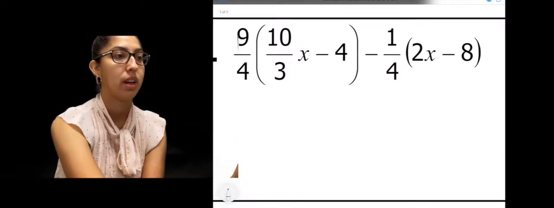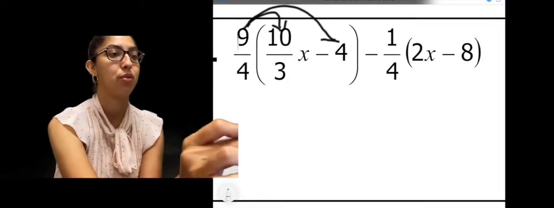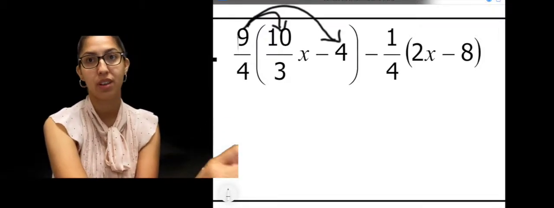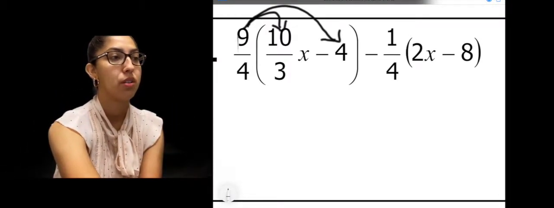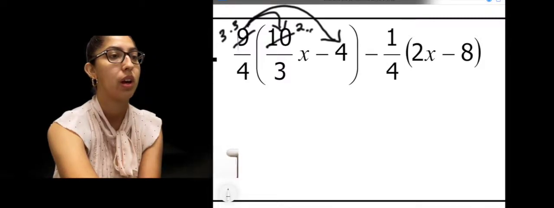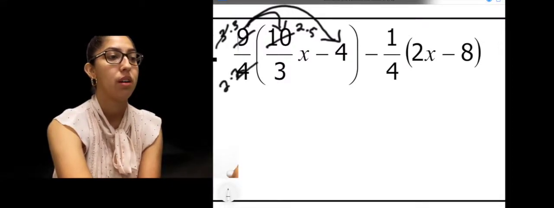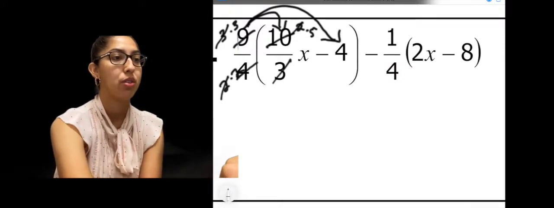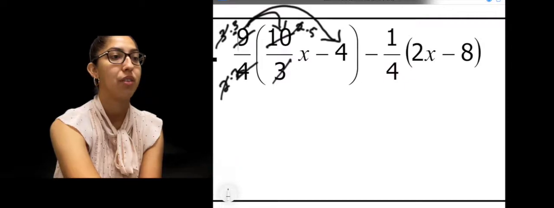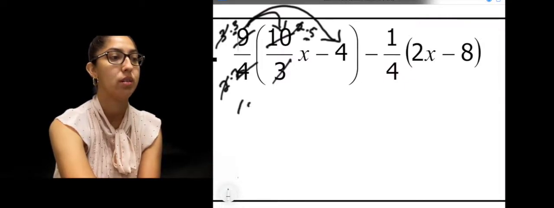Okay, so let's look at this side. So 9/4 times 10/3, 9/4 times -4. Let's focus on that first, and then we'll go focus on the other side. So you can do reducing. So I know this is 3 times 3. I know this is 2 times 5. I know this is 2 times 2. So I have a 3 here that I can mark out, a 2 here, and a 2 here. So I am left with a 3 and a 5 on top. So 3 times 5 is 15. And I'm left with a 2 on bottom.